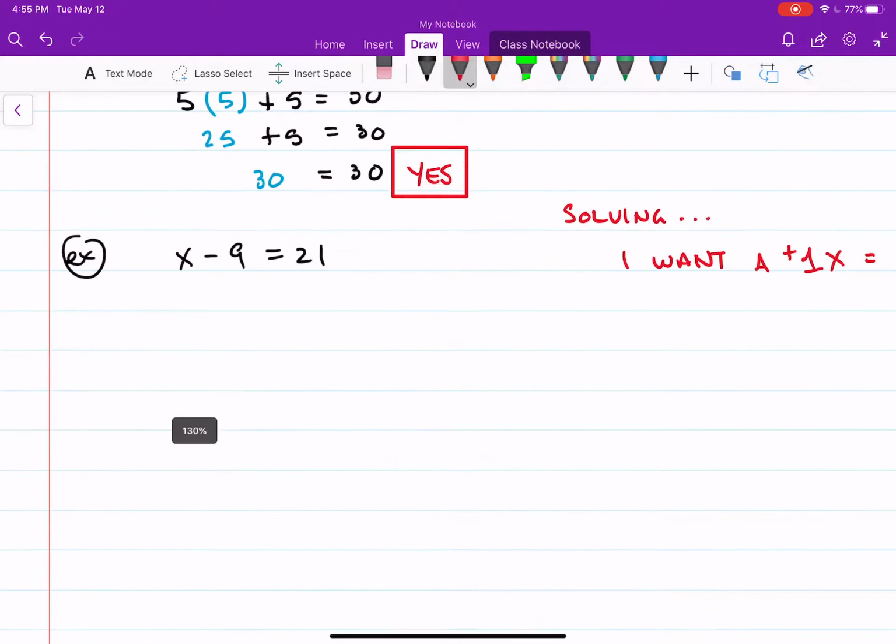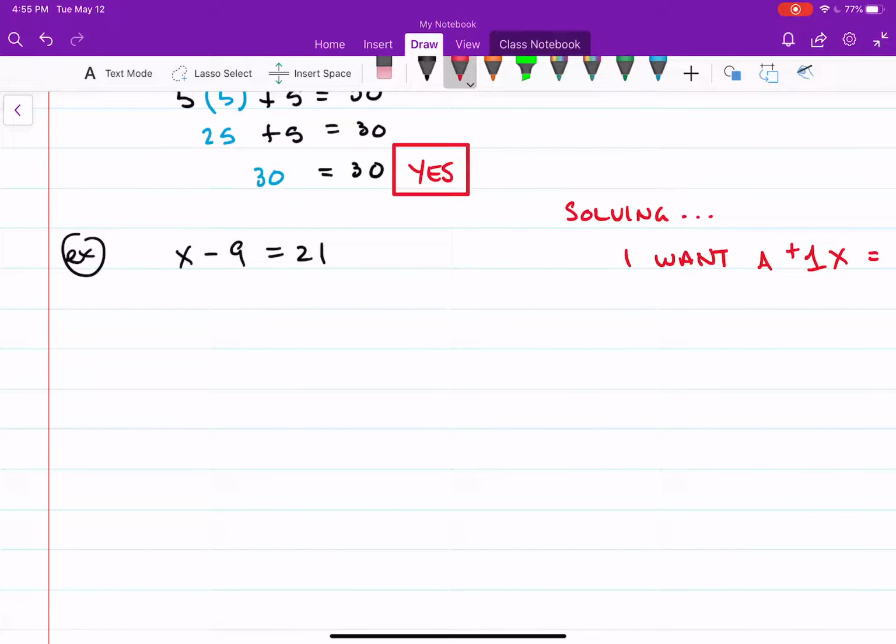So with that being said, what do I need to do? Number one, we always want to look at this as two-sided, right? Because an equation just means the left side and the right side are balanced.